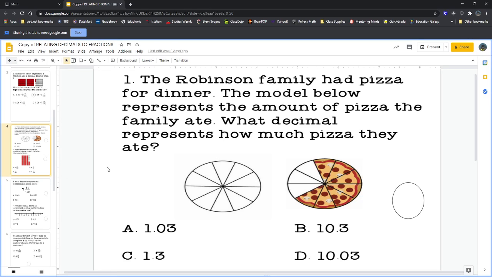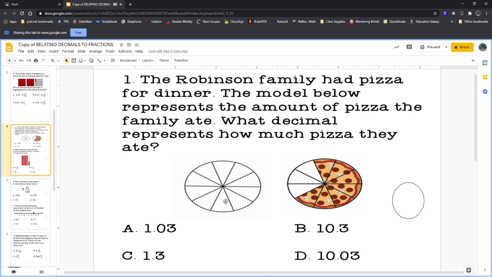The model below represents the amount of pizza the family ate. Okay, so we see how much pizza they got, and then we see how much pizza is left here. What decimal represents how much pizza they ate? We can see a lot of the pieces of the pizza are gone because they've already finished eating dinner, but there are still some pieces left. They want to know how many pieces of this pizza did they already eat.